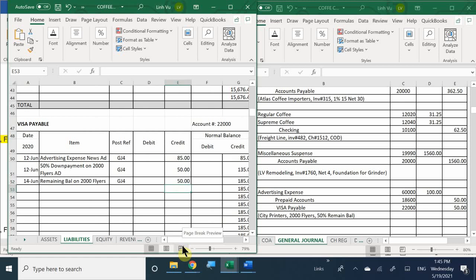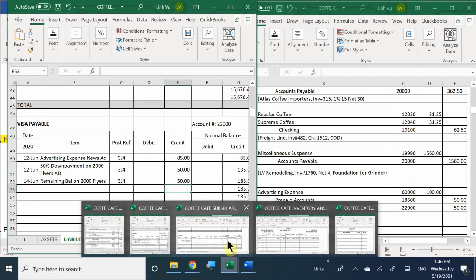All right. So there we have it. Everything that we've journalized is now posted to the ledger. The last thing we have to do is update our subsidiary ledger, because we already have the information here. So let's go ahead and fill in our subsidiary ledger.